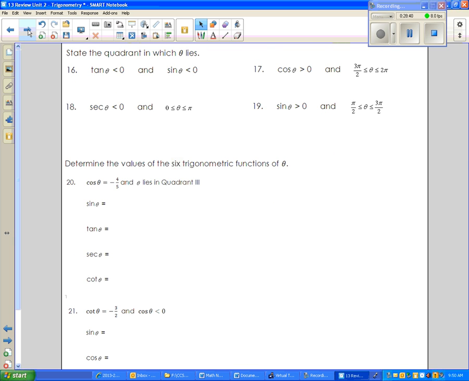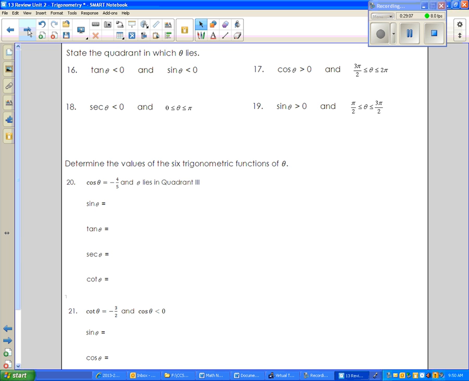Okay. In the next set of problems, these are the problems that involve constraints. It's almost like you have to be a detective. You're given some clues. You're not told what theta is. In fact, you're never going to know what theta is. You're just going to try to figure out what quadrant it lies in and then use the other pieces of given information to evaluate the functions. So let's first practice on identifying the quadrant where theta lies.